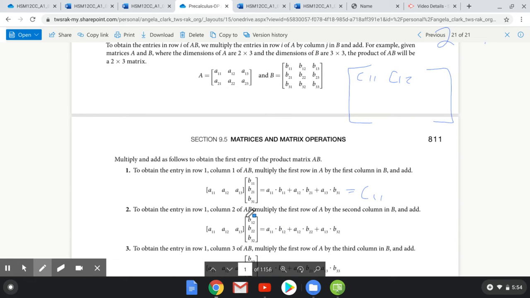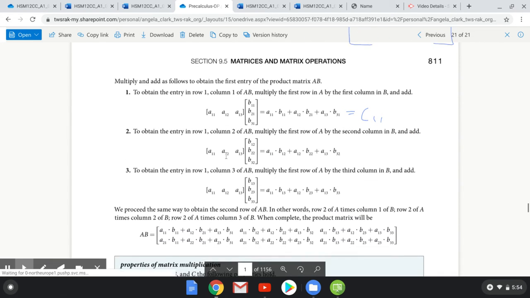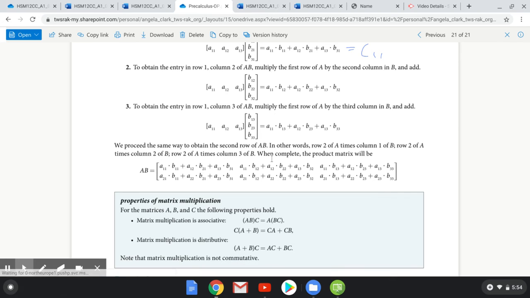And again, I multiply the first one plus the product of the second one plus the product of the third one. So multiplying and adding all the way down. And we will do actual examples of this with numbers, and hopefully that will make it more clear. But you do that all the way until you have your 2 by 3 matrix.